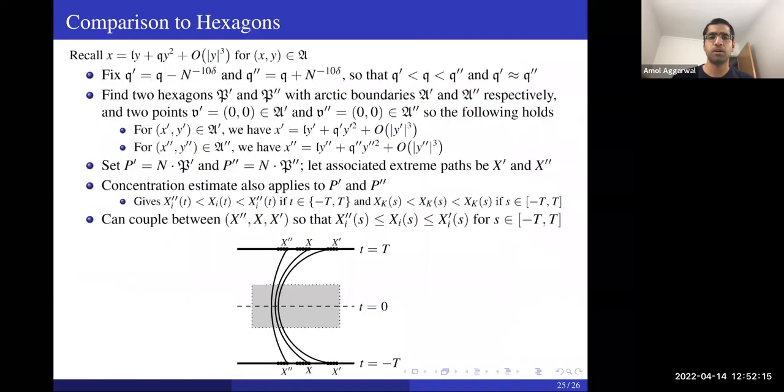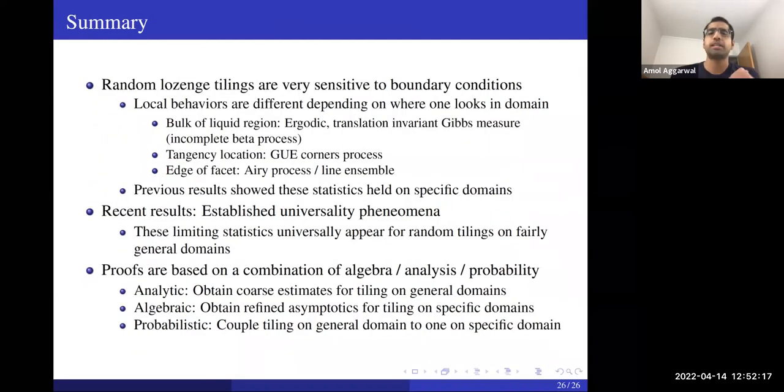So with that, I'll just summarize. Random lozenge tilings are very sensitive to their boundary conditions. Local behaviors differ wildly depending on which domain one takes and where one probes in the domain. However, local behavior should exhibit a universality phenomenon. In the bulk of the liquid region, you should see an ergodic translation-invariant Gibbs measure.